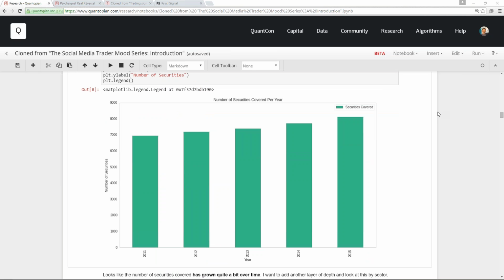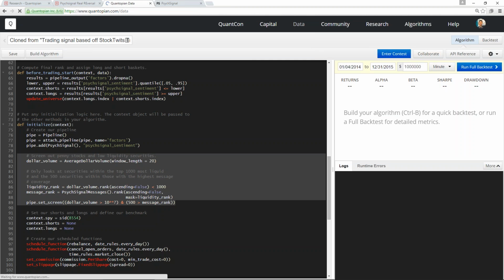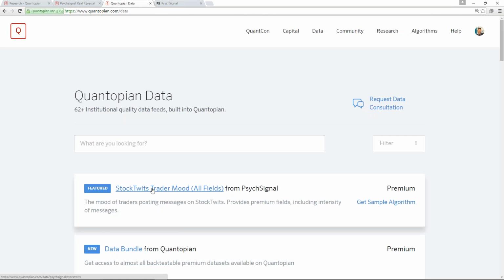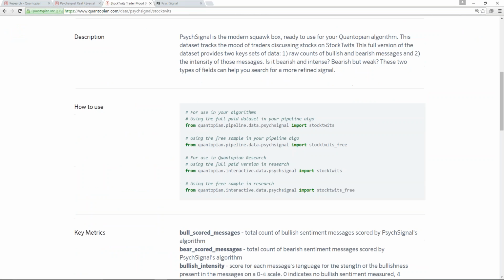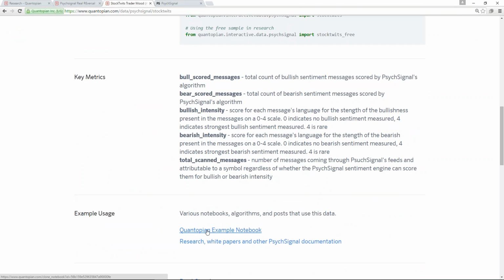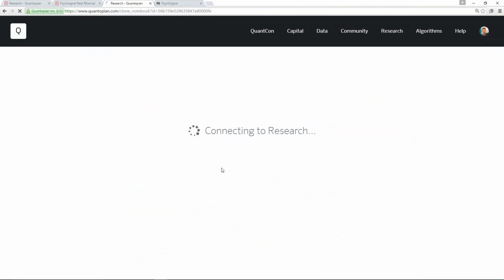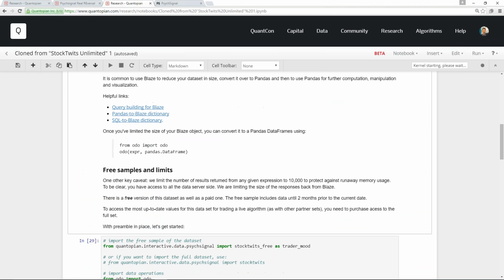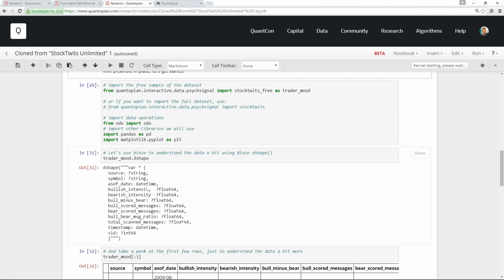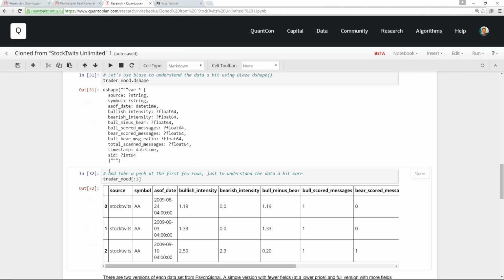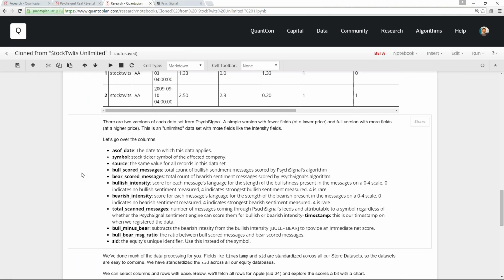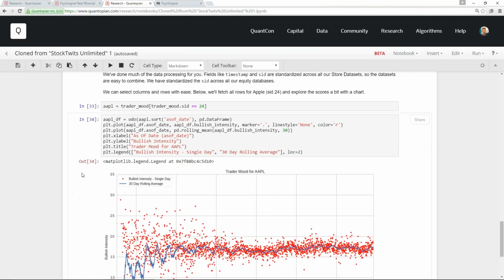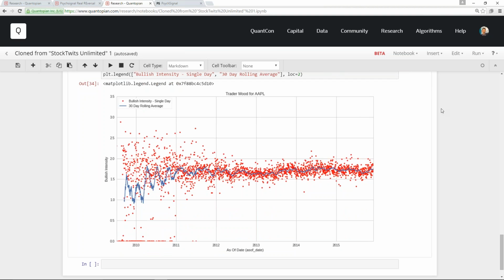If you actually go, Isaiah, to the data menu, and maybe hop over to data and show, there you go. If you click on one of these PsychSignal data sets, oftentimes you'll see an example notebook. If you click on that, it'll walk you through the basics of getting familiar with this data and analyzing and interacting with it in an ad hoc manner as opposed to in an algorithm. So you can see it, chart it, look at it. You can look at some of the charts that I've done when we roll out these data sets.